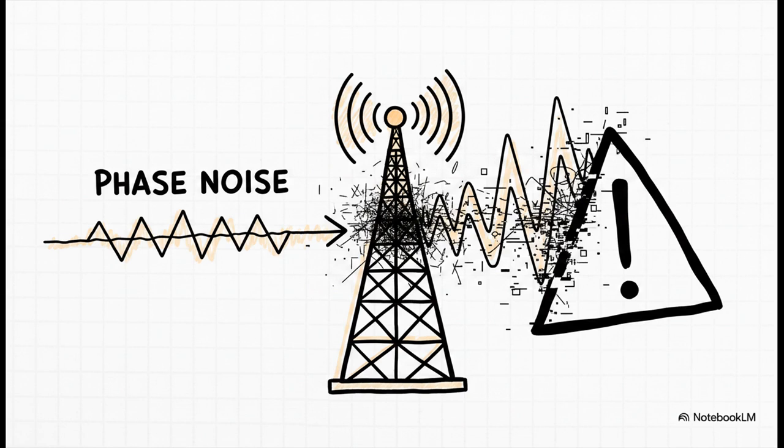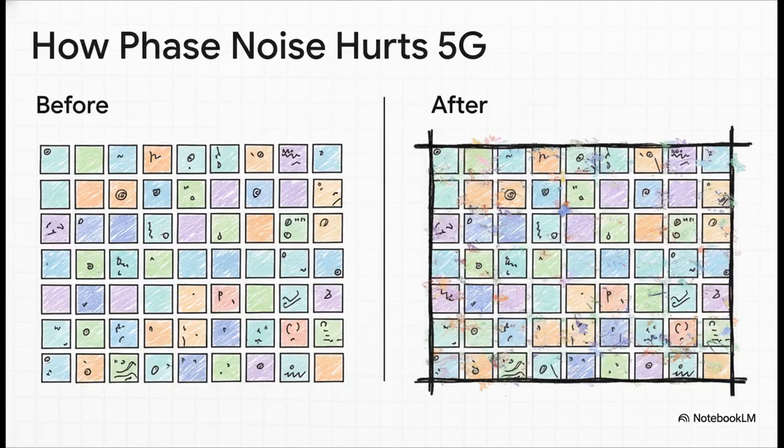In fact, you could argue it's one of the single biggest hardware challenges for engineers who are building out our 5G networks. And here's why it's such a big deal. 5G gets its amazing speed by packing thousands and thousands of tiny little data channels, called subcarriers, incredibly close to each other. It's like having lanes on a highway that are only inches apart.